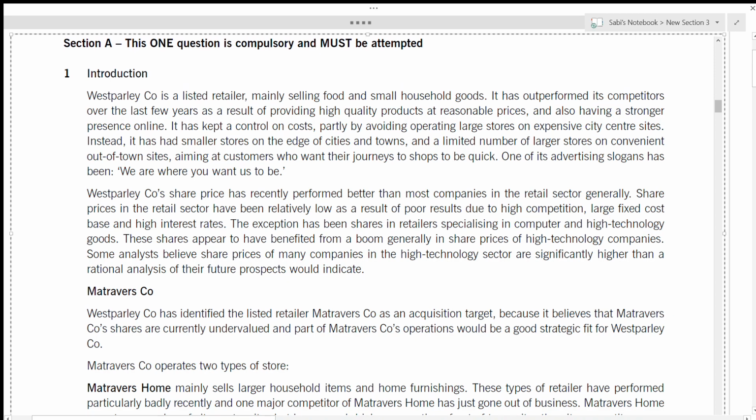So now let's start with the introduction. This question is on the topic of acquisition, mergers and acquisitions. That is your section C. And this question is performed poorly compared to the other questions. Like question 2 was about exchange rate and question 3 was about net present value. This section is performed even worse.